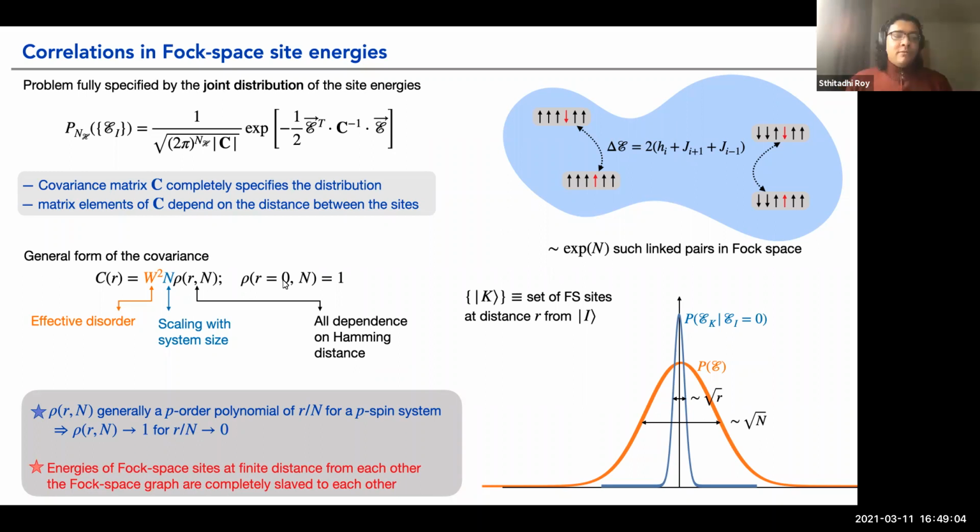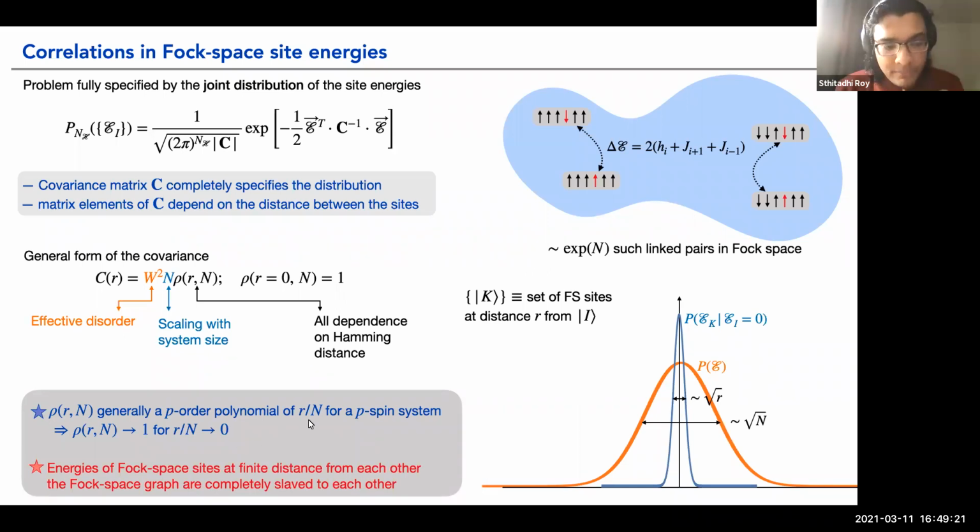Of course, when r is equal to 0, the reduced covariance is maximal, and that's just 1. But what you can show, and this is a crucial result, is that this quantity rho of r comma n generally is a polynomial of order p for a p-spin system.